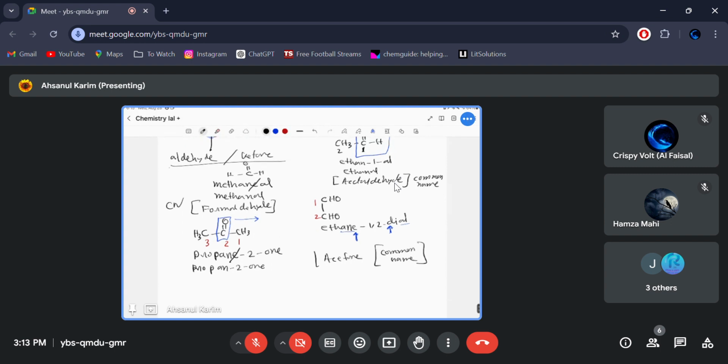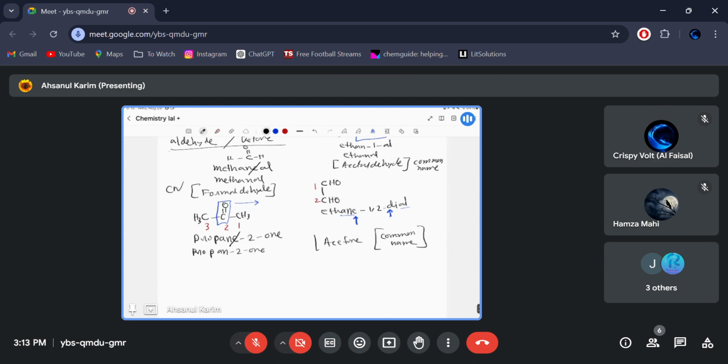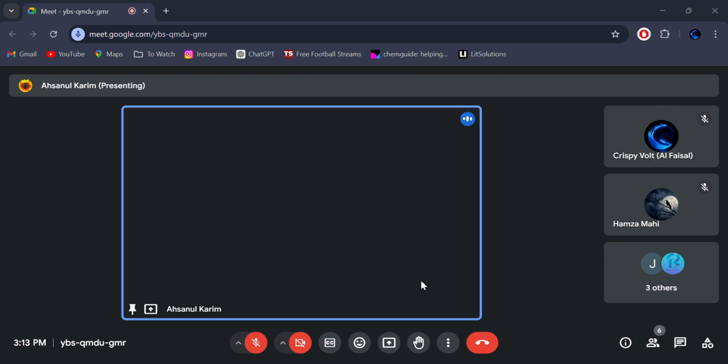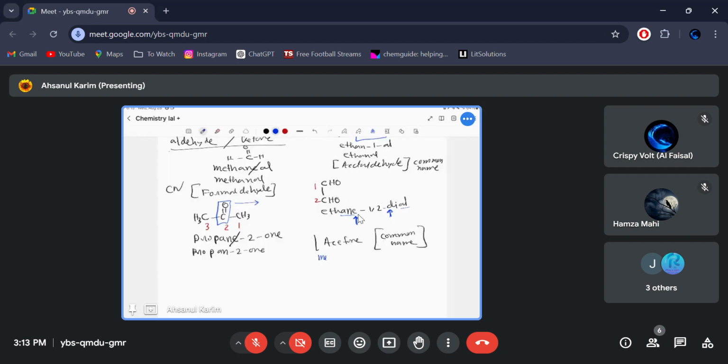And another common name for this one is dialkyl ketone. So the name of this compound will be methyl ketone. Okay, this is also a common name. So we have two common names for this one. Any issue?